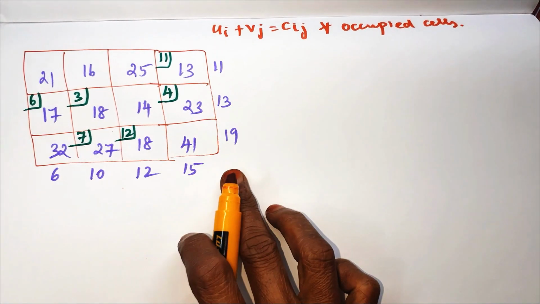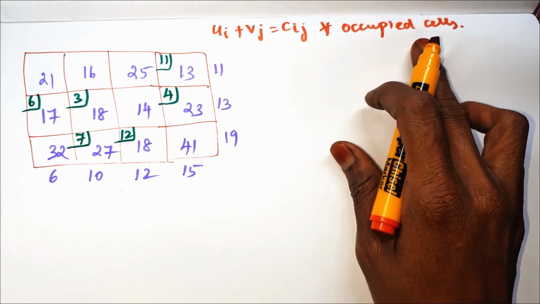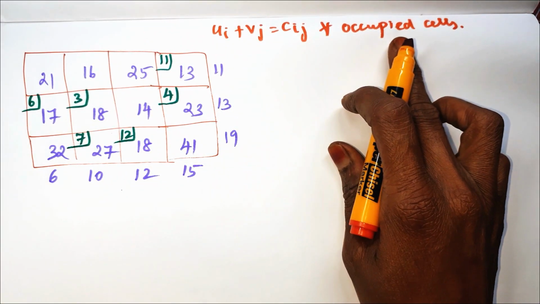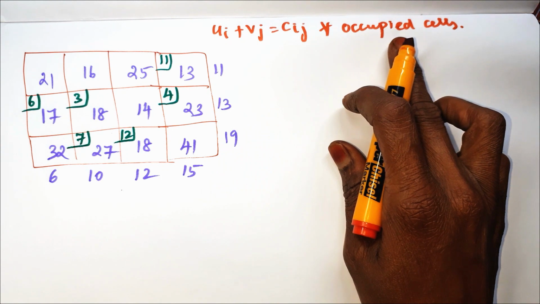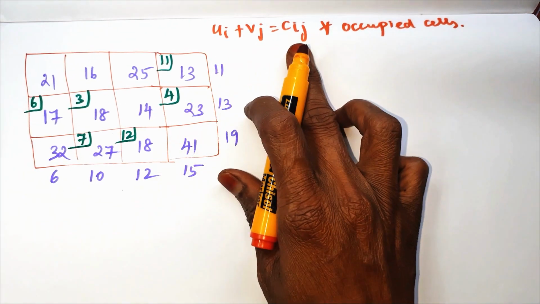So this is the table that we got. We are going to write ui plus vj equal to Cij for all occupied cells. Occupied cells we can say, or allotted cells, or allocations, whatever term you want to use. So we are going to write equations of this format.